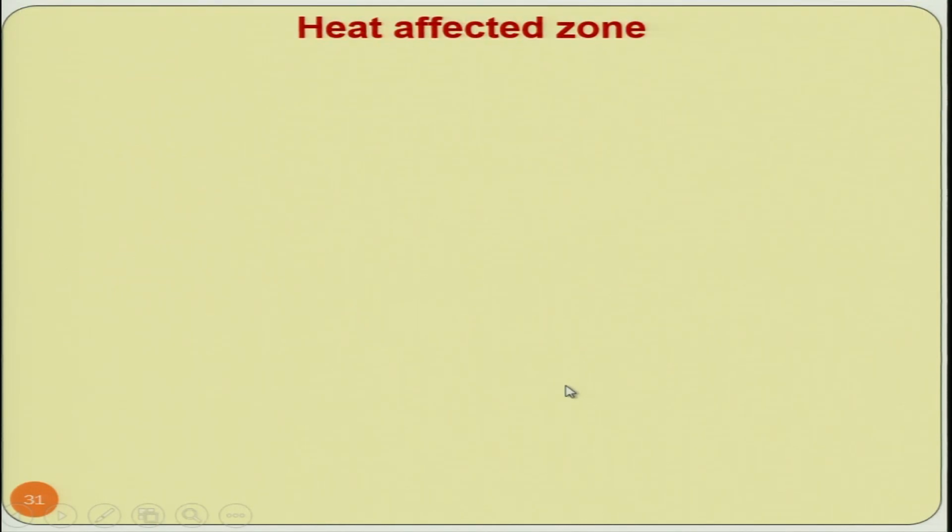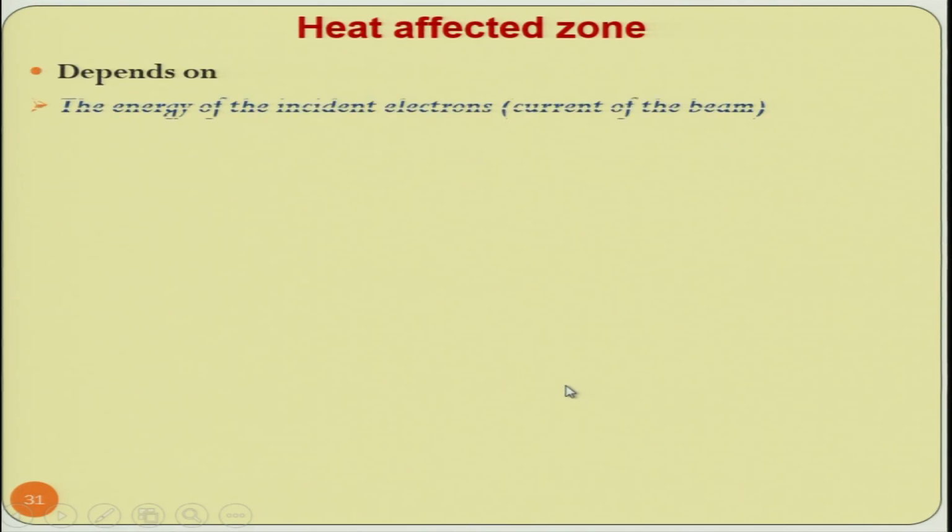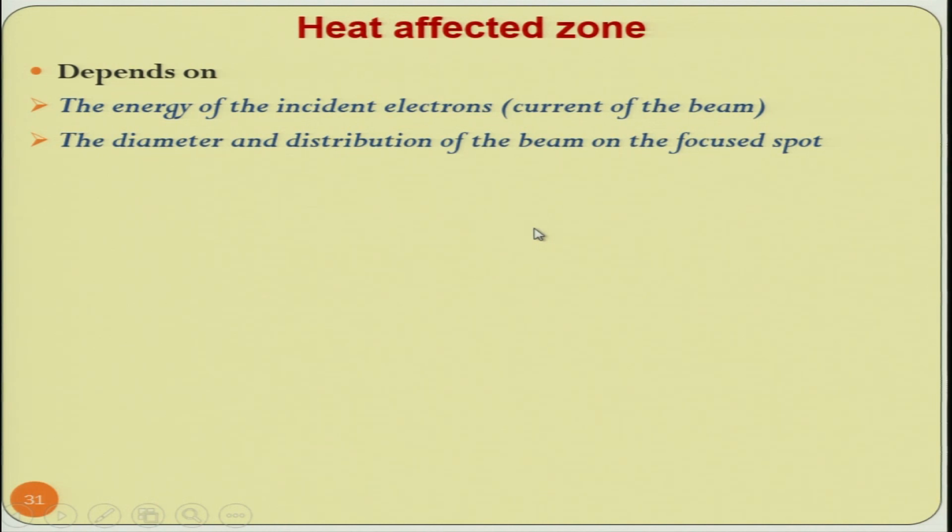And you will have a rapid rate of material removal. Then there is the heat affected zone, as I have already mentioned to you. It is abbreviated as HAZ. The heat affected zone depends on the energy of the incident electrons or the current of the beam, because the larger the energy, definitely you are going to get a larger heat affected zone. So, the energy of the beam should be optimized, so that you get minimum heat affected zone.